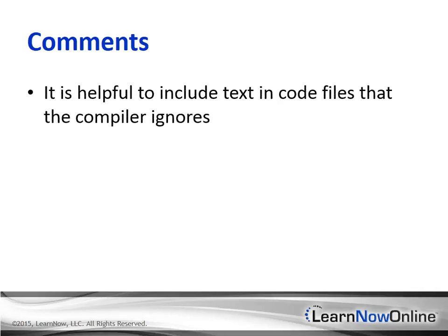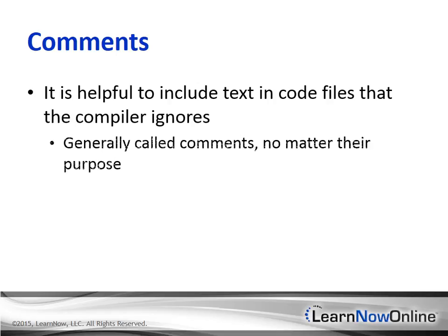It may be counterintuitive, but it's helpful to include text in code files that the compiler ignores. Programmers generally call them comments because they're often used to comment on code, explaining the rationale behind tricky sections or obscure constructs. They're also useful to make clear the purpose of methods and any assumptions the code makes, as well as to clarify the purpose of method parameters.